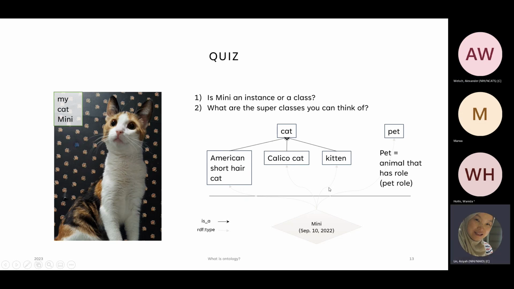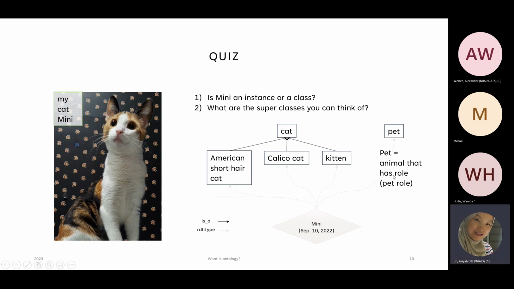So if Minnie is defined with has role, pet role, and then in the ontology I define pet with an equivalent axiom: animal that has role pet role, then Minnie will be automatically classified as a pet.